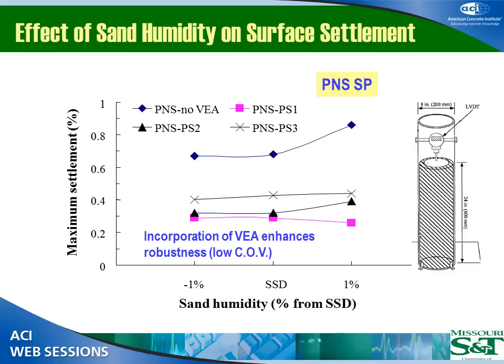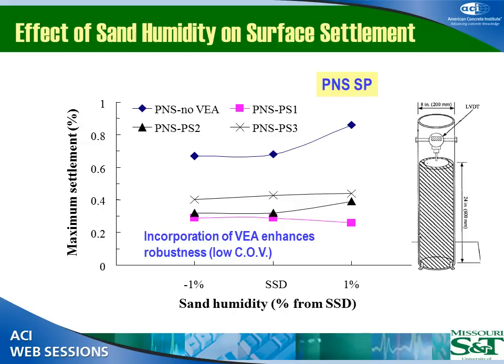Okay, so some of the examples, for example, if I'm looking at static stability, we like the surface settlement test, so we can look at the surface settlement and how it varies with variations of water cement ratio that are over here to simulate variations in sand humidity. So at SSD, with this mix, with the PNS, no viscosity agent, we get fairly large surface settlement, about 0.65, 0.7%. And when you reduce the water cement ratio or sand humidity, you still have the same stability, but if you increase it, you lose stability and you get more surface settlement.